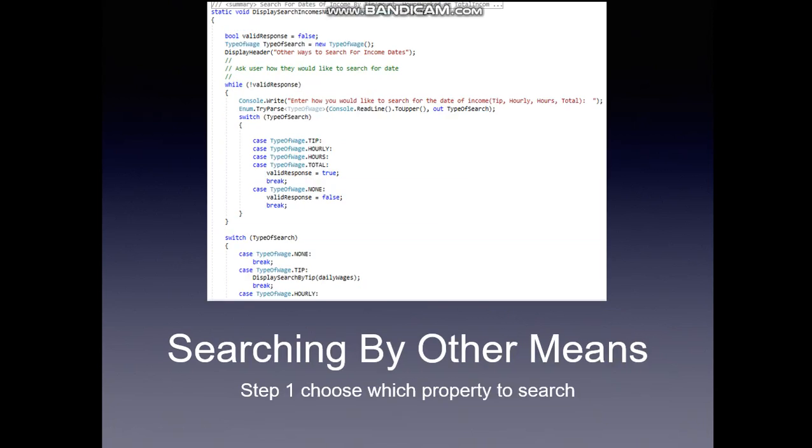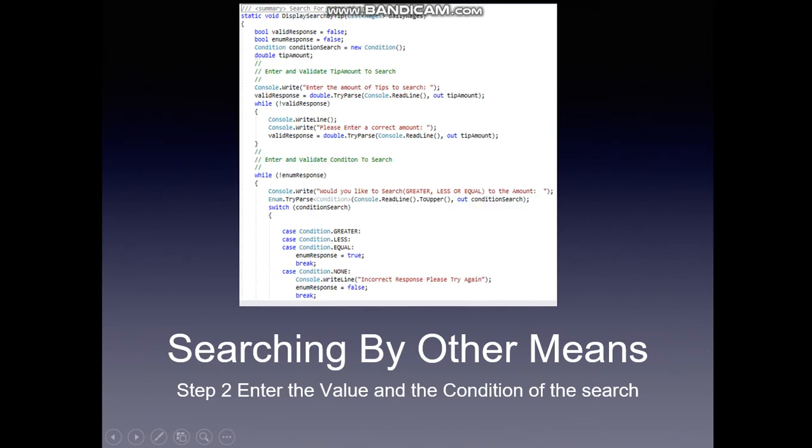The user will be able to search other means than dates, and this is done through a search method. It starts off with a switch statement, how the user would like to search for their dates of income, either tips, hourly wage, hours worked, or the total income. The second step of this method is entering the actual amount of the search, and then also a condition, whether it's greater, less than, or equal to.